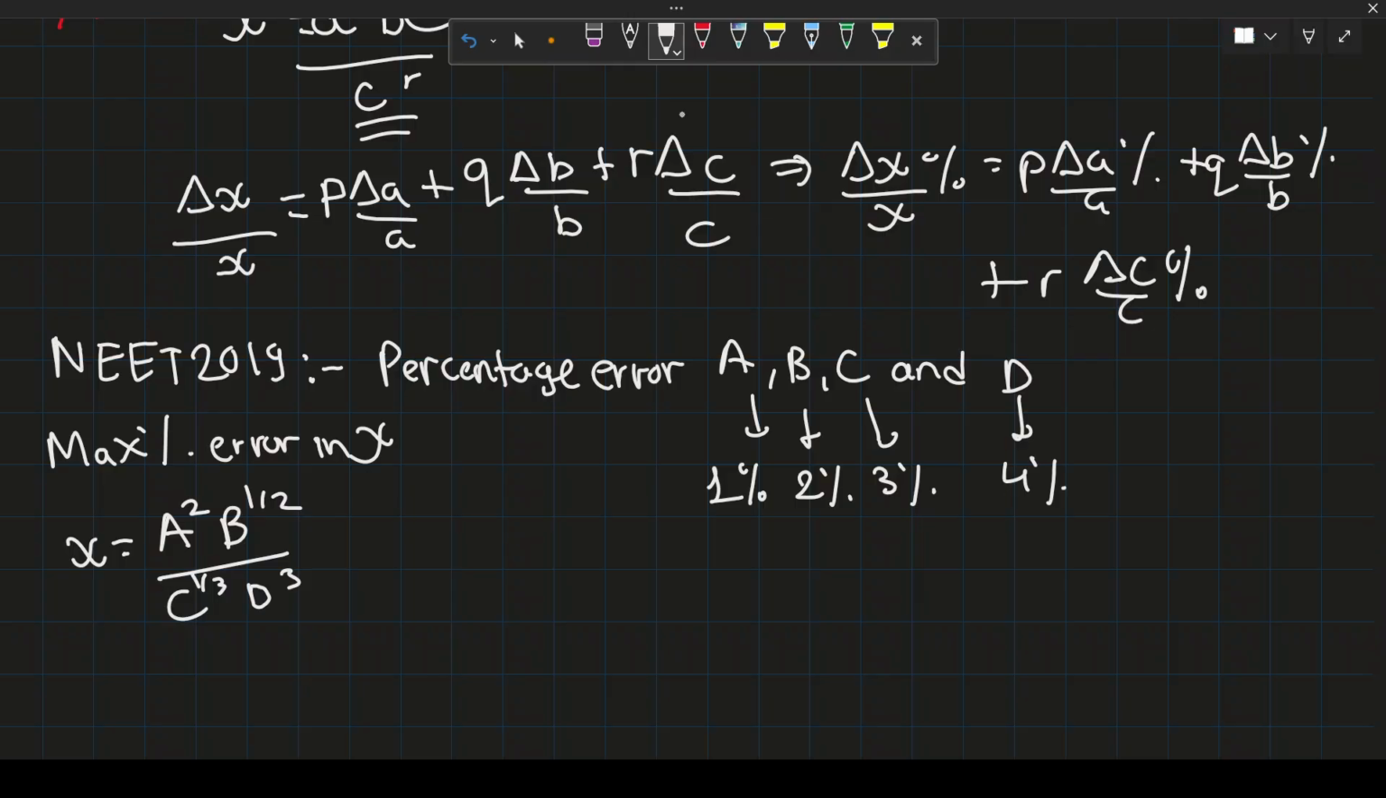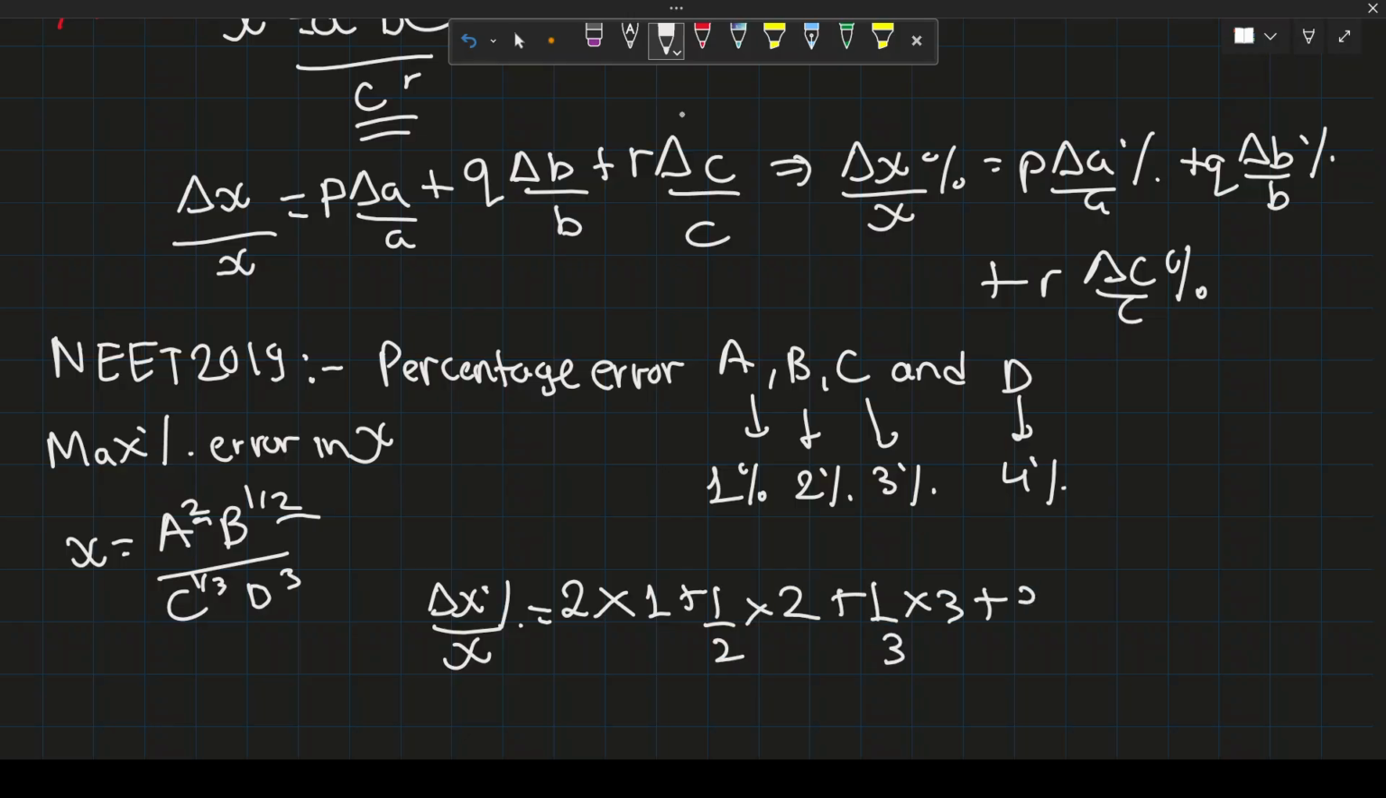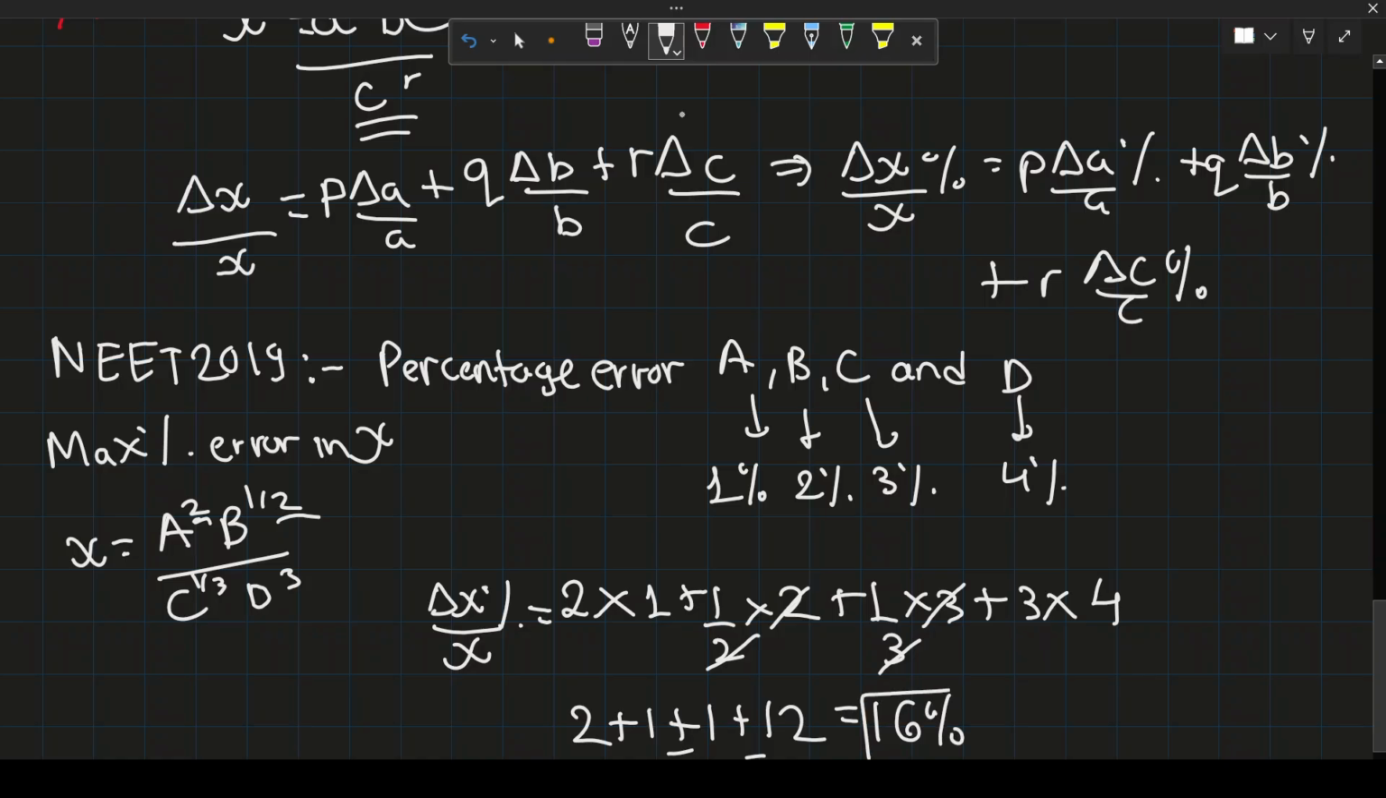So delta x by x percentage would be equal to 2 into 1 plus half into 2 plus 1/3 into 3 plus 3 into 4. These values will get cut, giving you 2 plus 1 plus 1 plus 12, which comes out to be 16%.